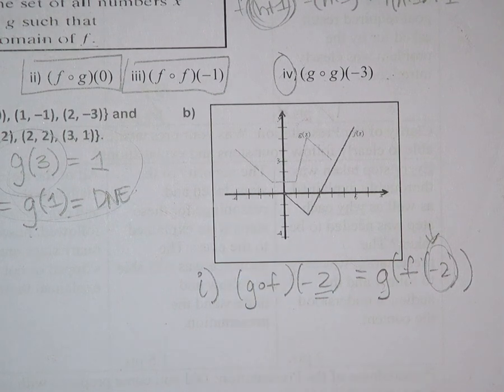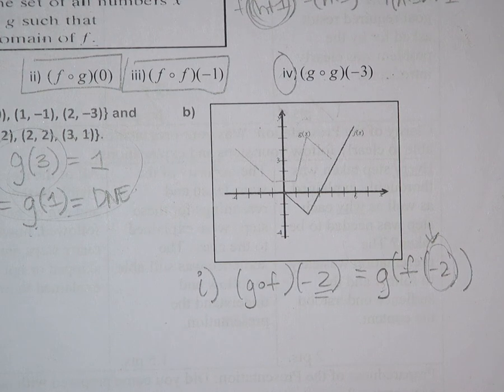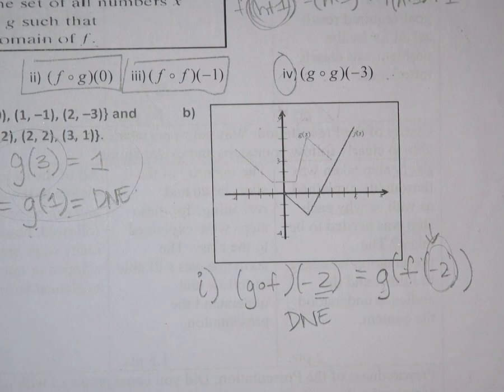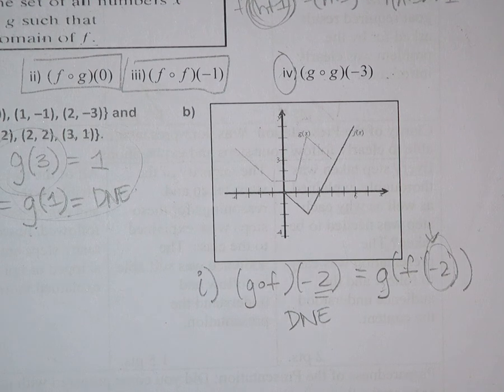So can I take f of negative 2? No. It does not exist. I cannot take that value. Therefore, I cannot take G of f of negative 2. Okay.